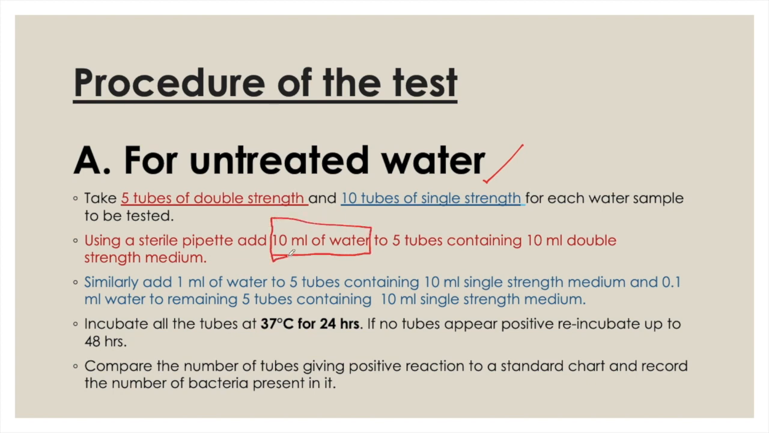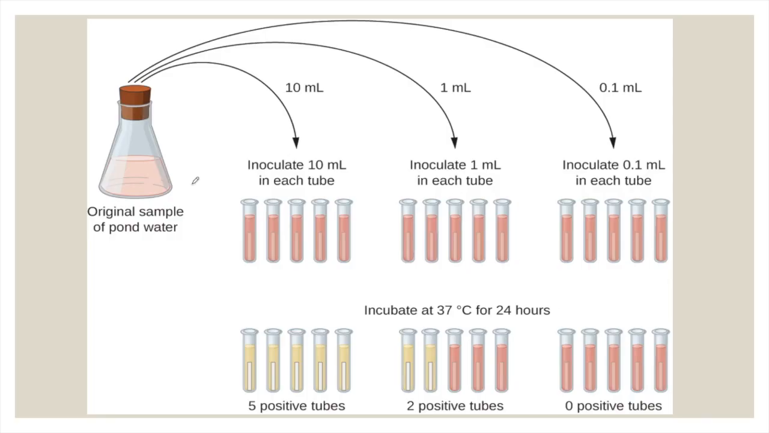That is, 10 ml of the water sample is added in each tube. Similarly, add 1 ml of water to 5 tubes containing 10 ml of single strength medium, and 0.1 ml of water to the remaining 5 tubes containing 10 ml of single strength medium. So how will it look? It will look like this.